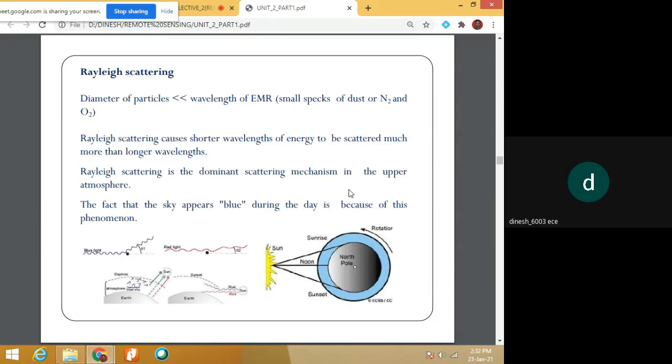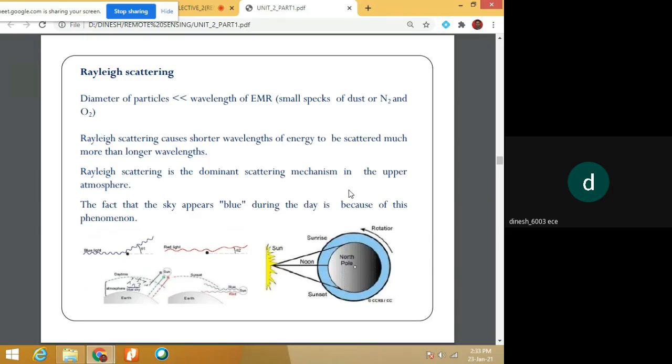Rayleigh scattering is due to the presence of particles whose diameter is very much less than the wavelength of the electromagnetic radiation, like small specks of dust or nitrogen or oxygen. You can see that in the diagram below. We have the sun, which is radiating electromagnetic waves, and it focuses on the earth's surface. You can see how it is present during sunrise, during sunset, and during noon time. I'll show you that in the diagram.